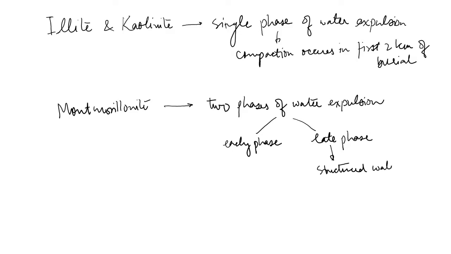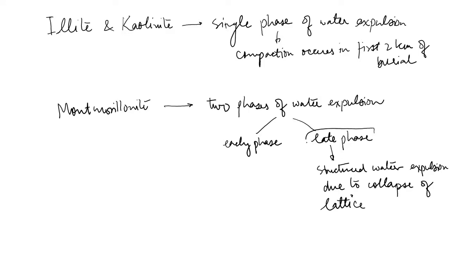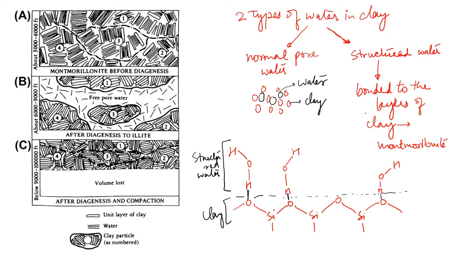Structured water expulsion is due to the collapse, or the breaking down, of the lattice. So the montmorillonite lattice breaks down and changes to illite. It is during this late phase that the structured water gets expelled.